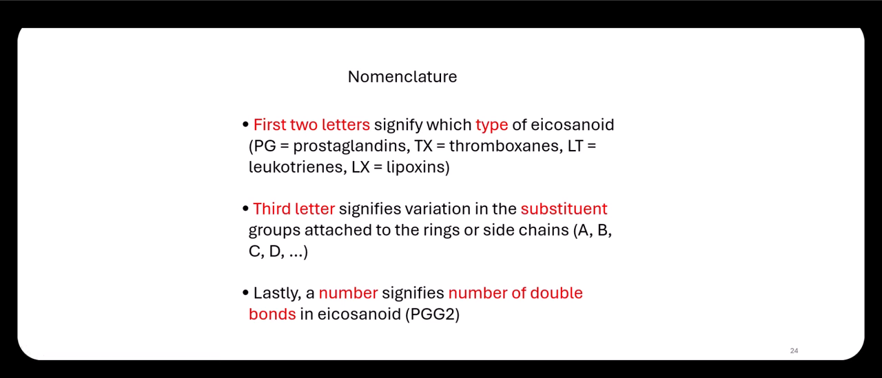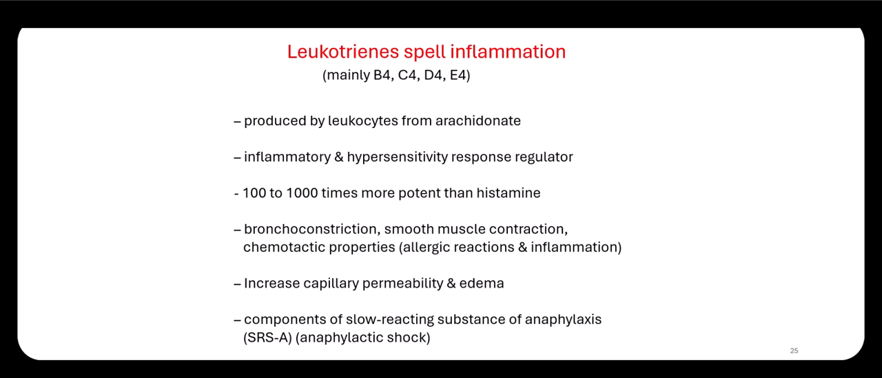Okay, the nomenclature. The first two letters are what kind of icosanoid it is. The third letter talks about what the substituent group is attached to the ring or side chain. Finally, the number of double bonds is the number.